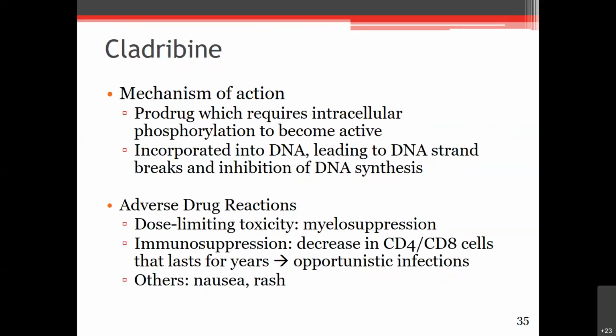Dose-limiting toxicity here, you'll see a common theme. So again, this is myelosuppression. Patients are also significantly immunosuppressed when they are on cladribine, so it actually causes a decrease in CD4 and CD8 cells that lasts for years, so putting them at risk for opportunistic infections. And then nausea and rash are common with this medication as well.